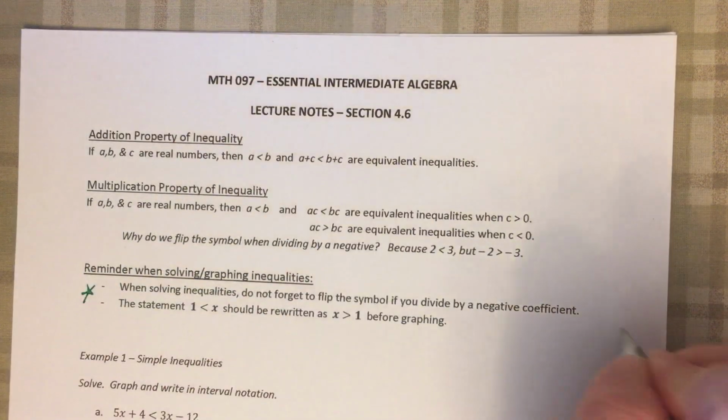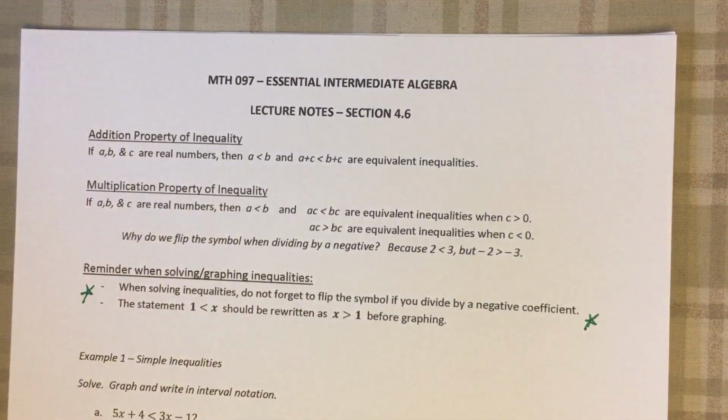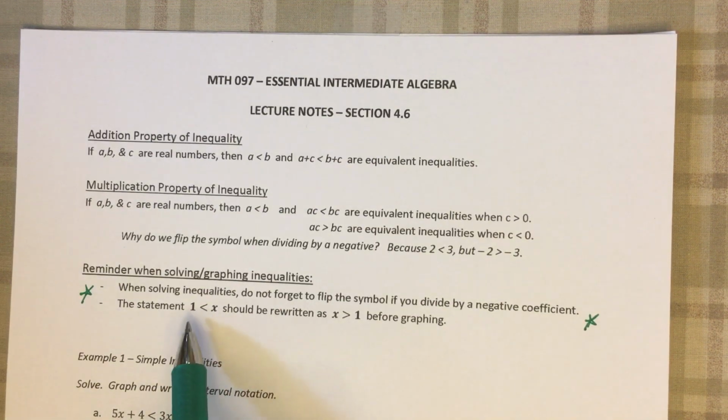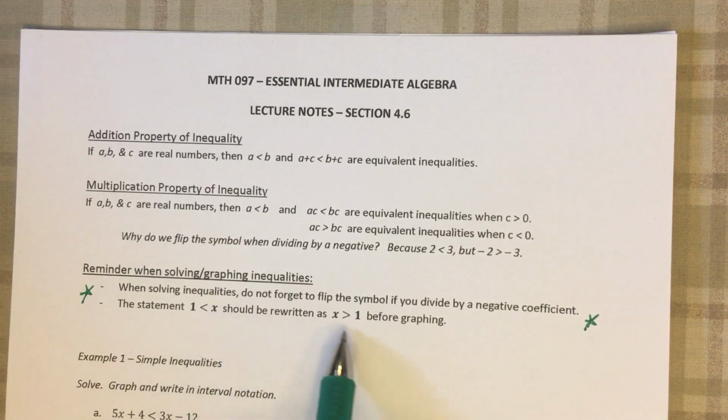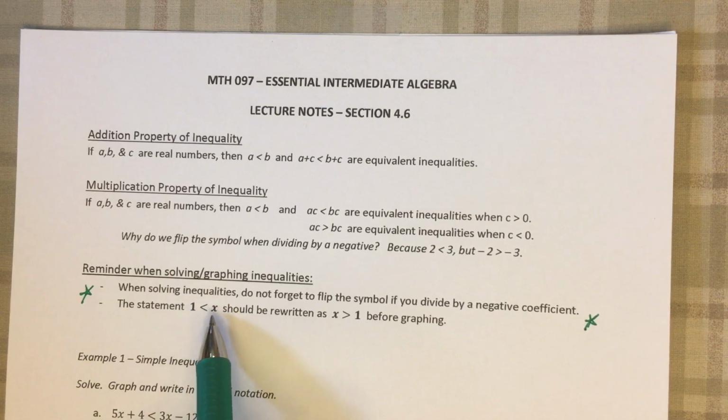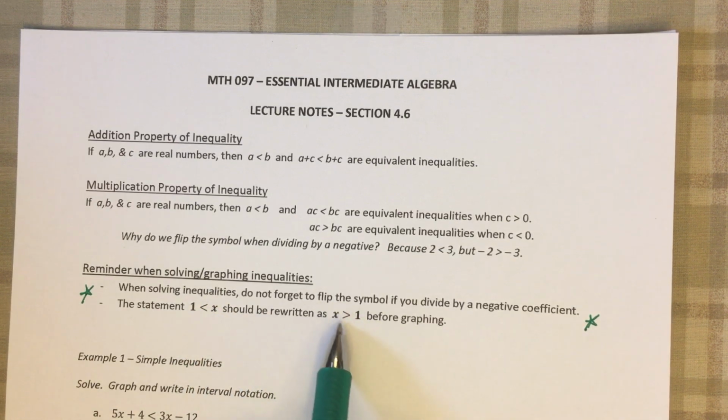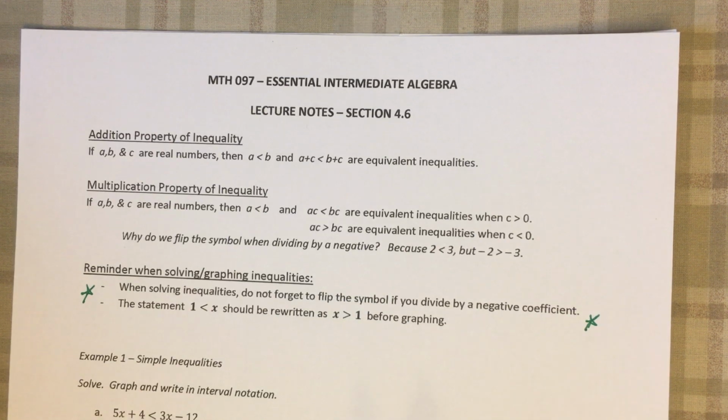So underneath here are a couple of key things that we want to keep in mind. When solving inequalities, do not forget to flip the symbol if we divide by a negative. And when we're writing out our solutions, we always want our x to be the first part of our inequality statement. So if we have something that looks like 1 is less than x, or if our variable ends up on the right side, we're going to rewrite it in the other direction. Notice that the open part of the symbol went towards the x, so when we rewrite it in the other direction, we still have the open part of the symbol towards the x. So instead of writing 1 is less than x, we're going to write that x is greater than 1.